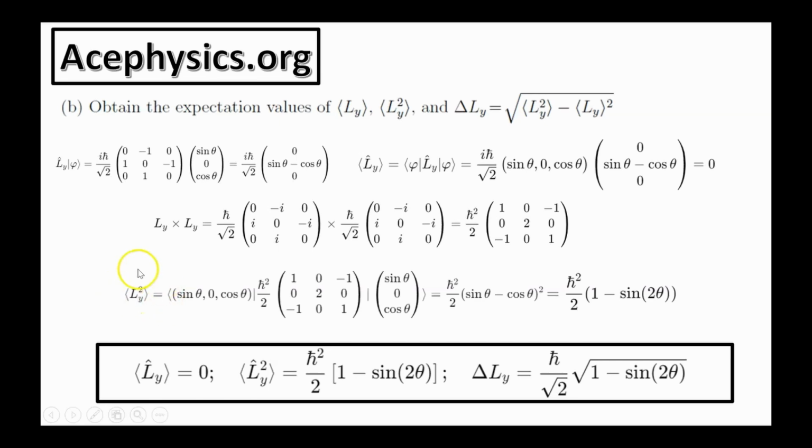The average value of Ly squared is bra phi, matrix Ly squared, times ket phi, and then if you do that calculation, you get h bar squared over 2 times 1 minus sine of 2 theta. So the average value of Ly is 0. The average value of Ly squared is h bar squared over 2, 1 minus sine of 2 theta. And then the quantum mechanical uncertainty in Ly is the square root of the average of Ly squared minus 0 squared. That's equal to this expression.